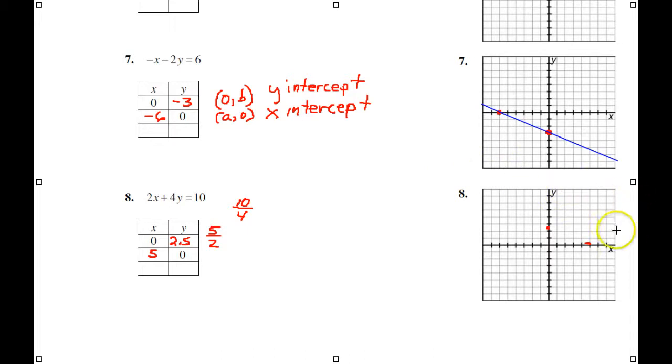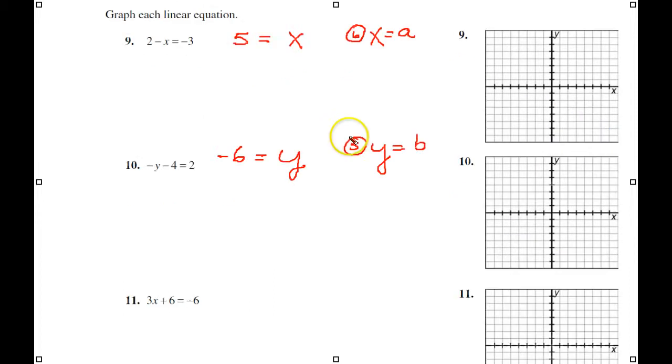So I plotted these points, and it's just being able to plot that point in the middle. And that's what it looks like. Again, there's your y-intercept, there's your x-intercept. And we're using that special t-chart.